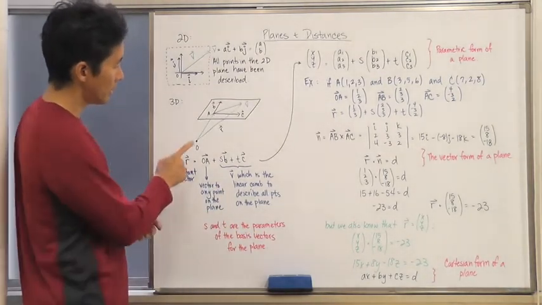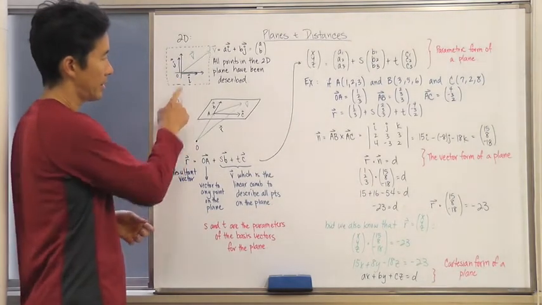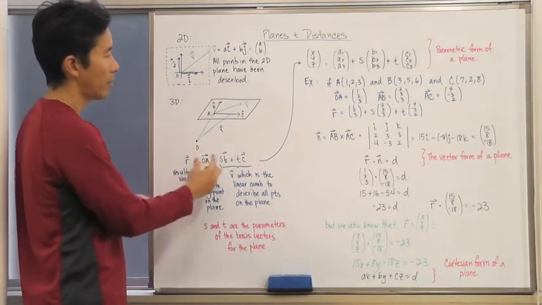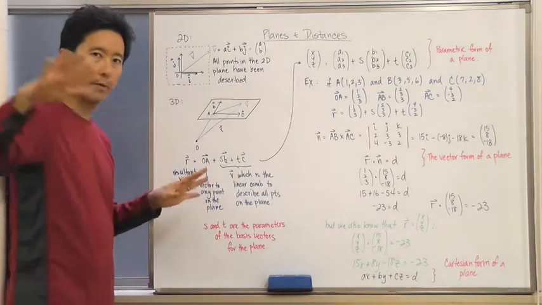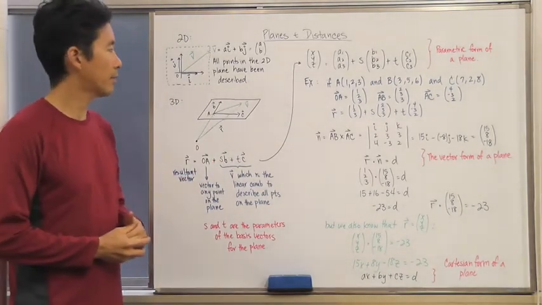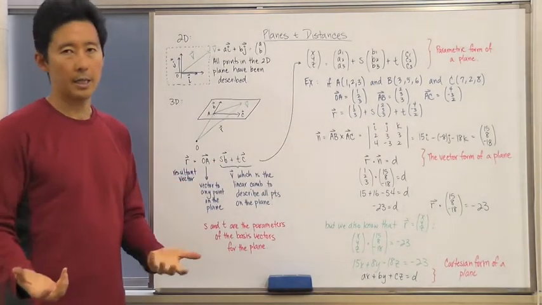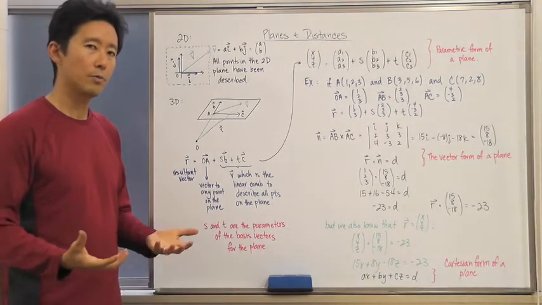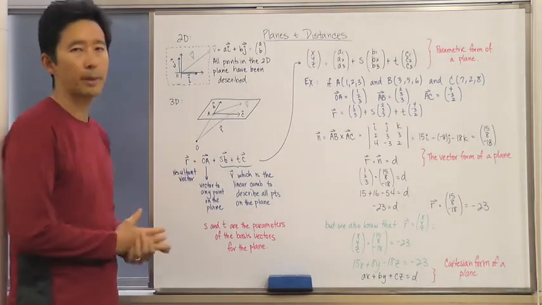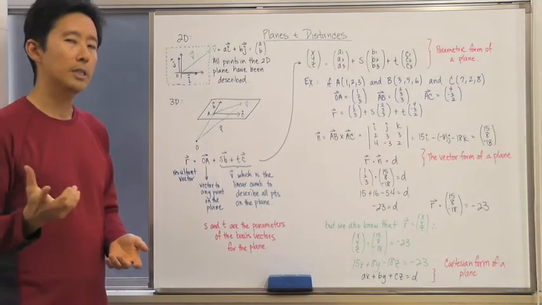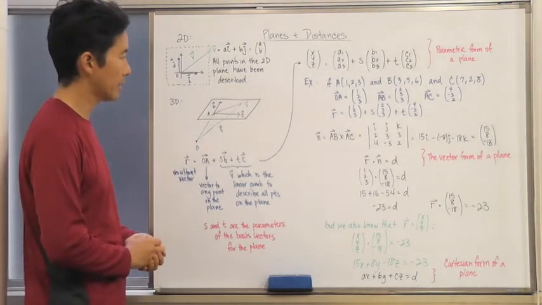Notice that the origin is no longer there. The origin is here. And we have a plane that's out in space. So how do we go about determining the equation that represents that plane? Again, it's all dealing with vectors. Let's take a look at what we have.